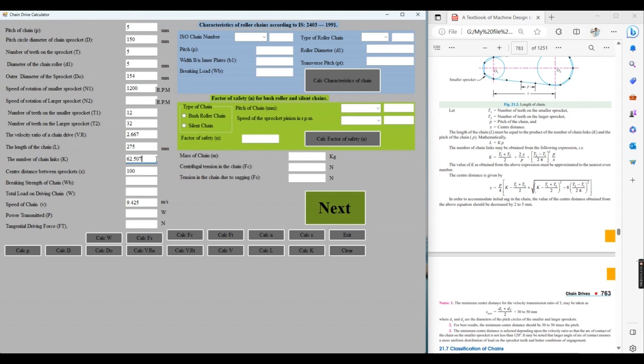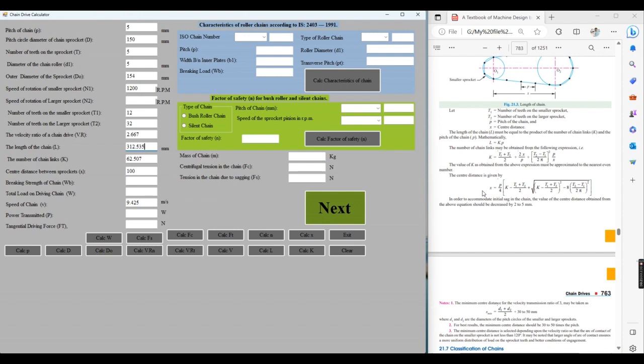So by calculating the value of K, we can also calculate L. We can also calculate the length of the chain drive. Then we say calculate. By using this value, the length of the chain becomes 312.535 millimeters.